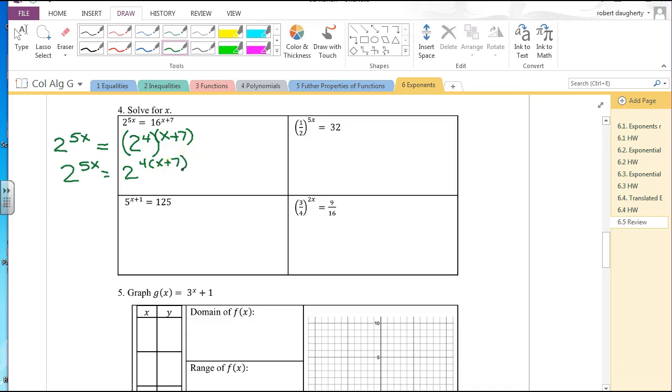So now if you look at it, I do have the same number on both sides of the equation raised to a power. So I just need to solve 5x equal 4 times x plus 7. That means that 5x is equal to 4x plus 28. If I subtract 4x from both sides, I get x equals 28, which is the solution to this one.